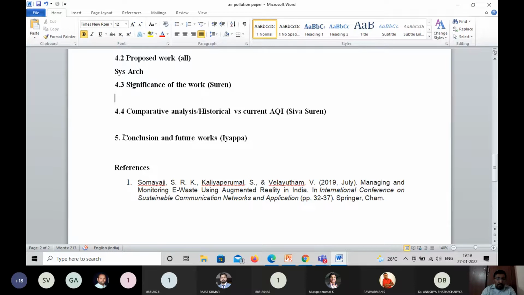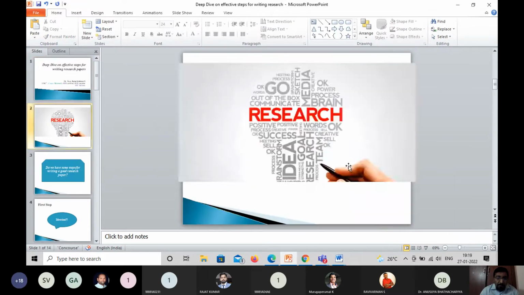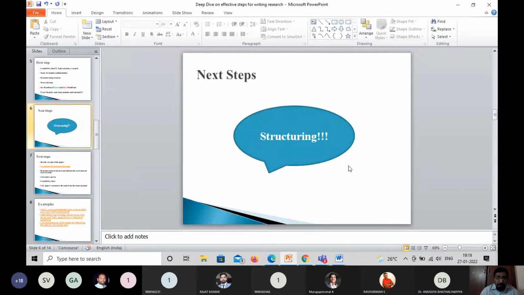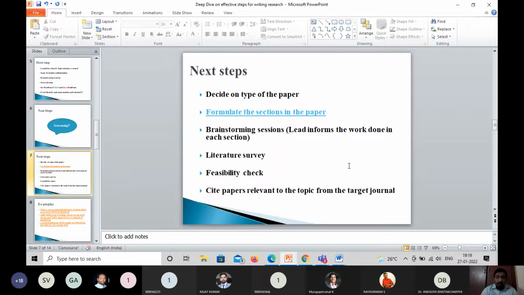And of course, when we are writing the conclusion, we need to also focus on what are the future gaps which are being left out, so that other researchers can take over from those particular gaps. So this is one of the ways we typically follow in our team. I mean, in my team. Let me go back to my slide.